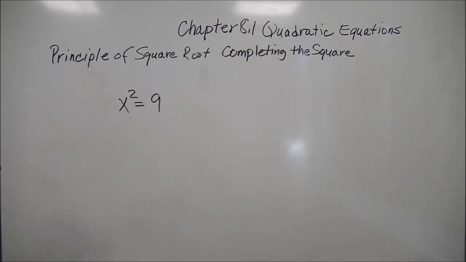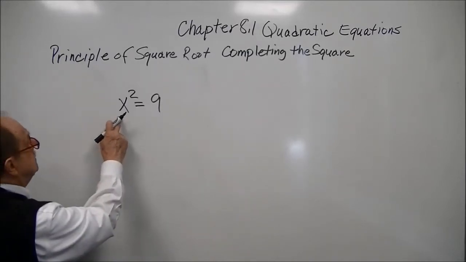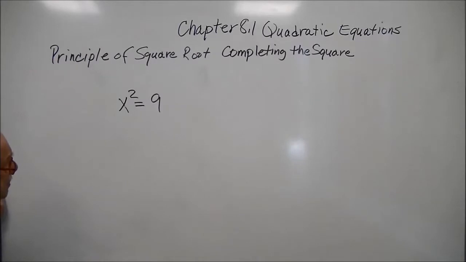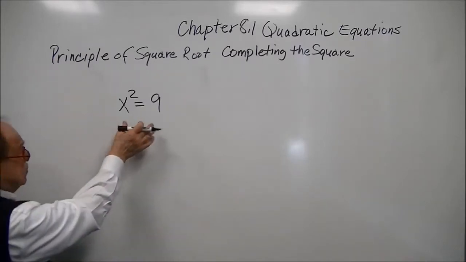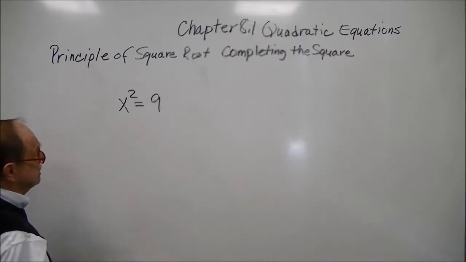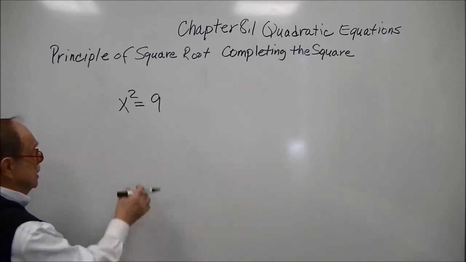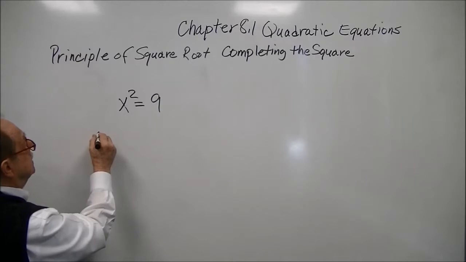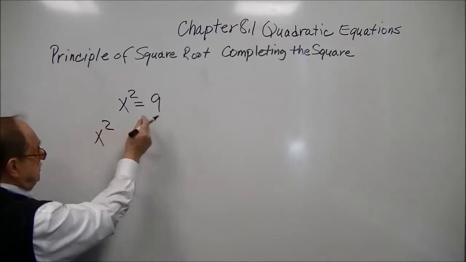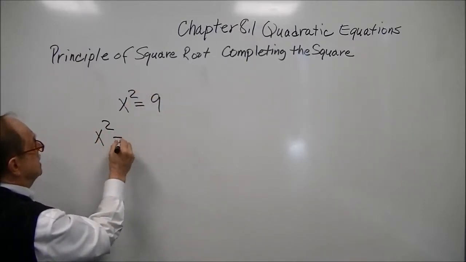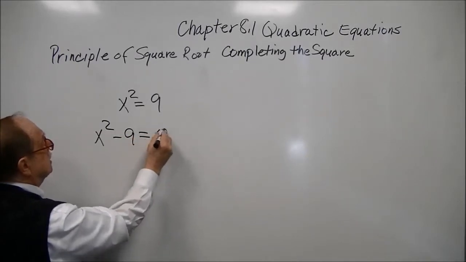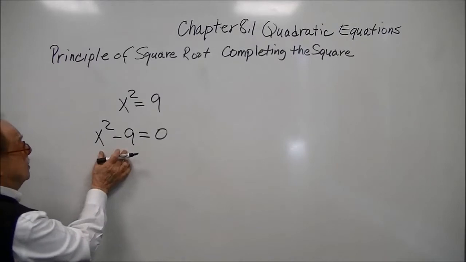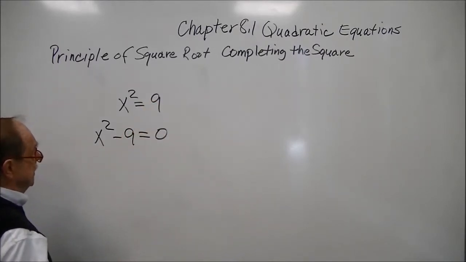But as sort of an introduction, if we see something like this, x squared equals 9, it is a quadratic equation, and in the past, when we would solve this, we would put it in standard form. We would transpose the 9, and then equate it to 0. This is the standard form of the quadratic equation.